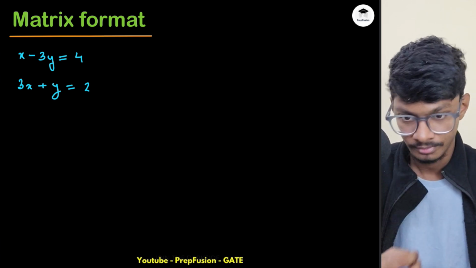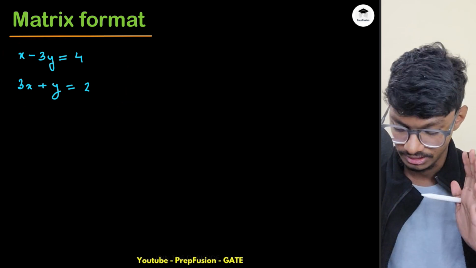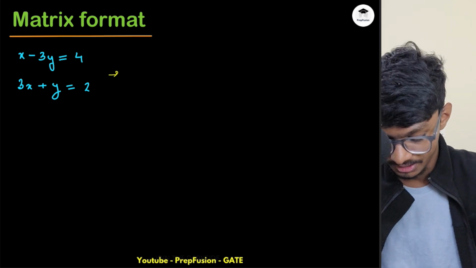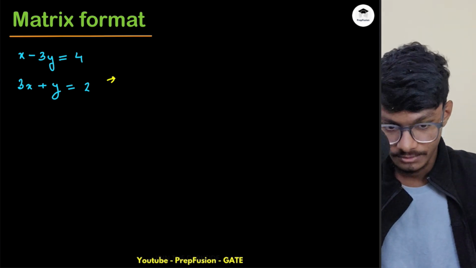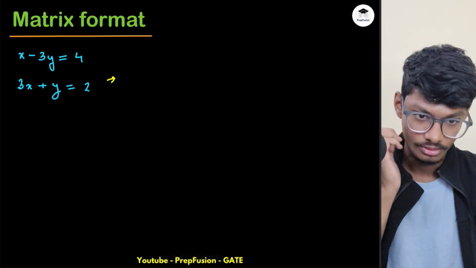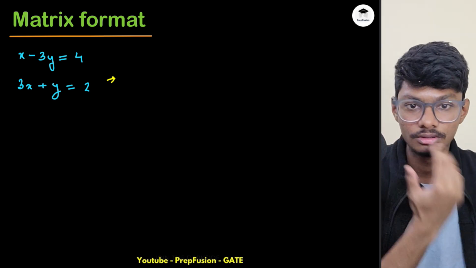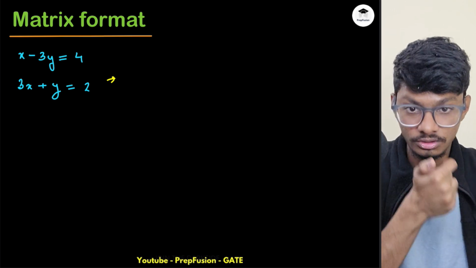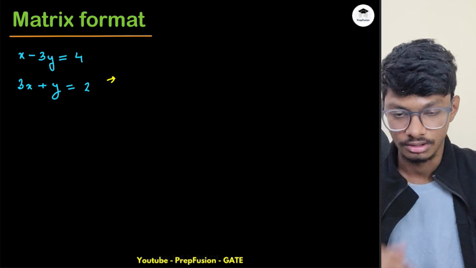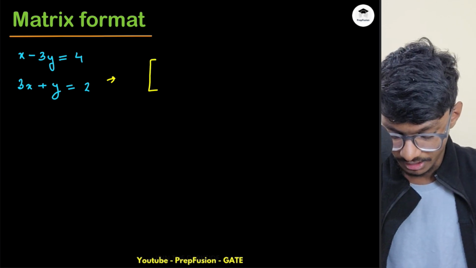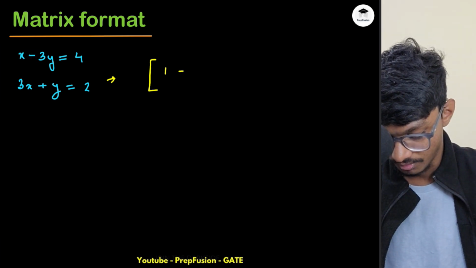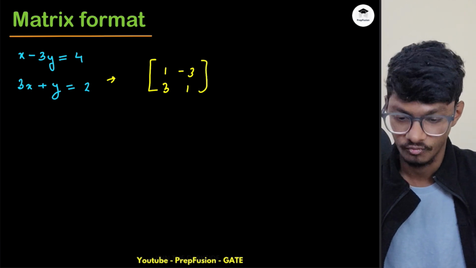Okay, how, we'll see. So if this is x minus 3y, sorry for that, how can we write this in matrix format? Basically, we can write this in two formats: the row convention or the column convention. So generally people follow the column convention. I will tell you why. So here is how we can represent this in matrix format. I can just take the coefficients 1, minus 3, 3, 1. I am just taking the coefficients of each of them.